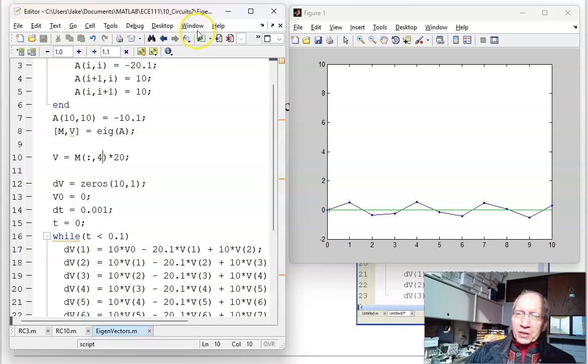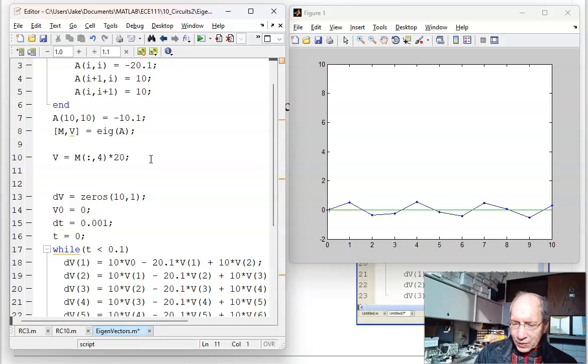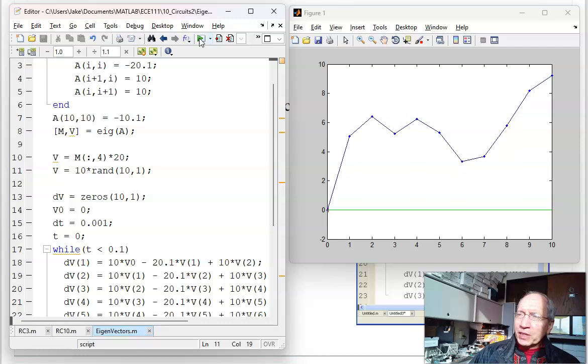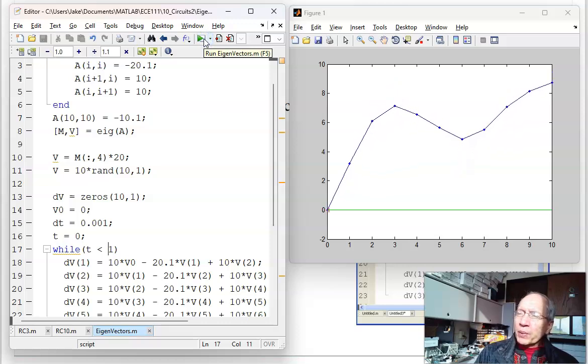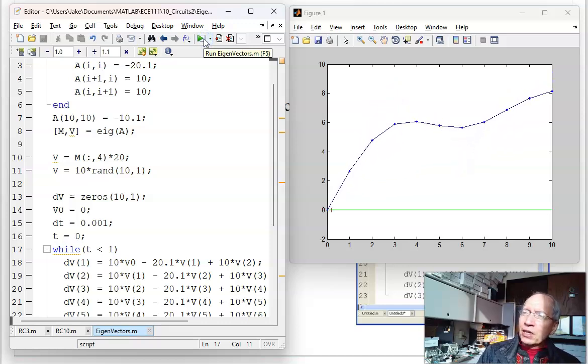Okay, so here's a question for you. Suppose I make the initial condition random. What's going to happen? Well, let's try it. Here's my random initial condition. And let's run it for 1 second. If I give it a random initial condition, I've excited all 10 eigenvectors. The fast modes decay quickly, leaving the slow mode.